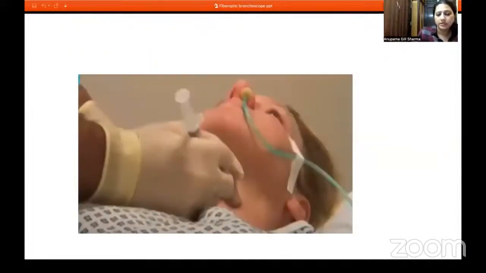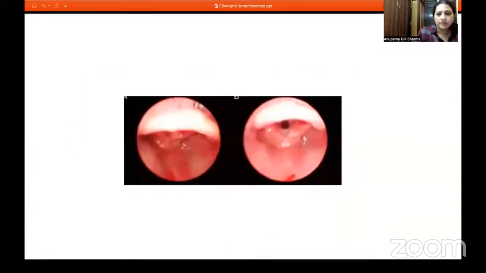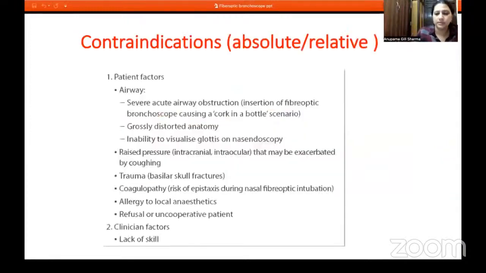This is a translaryngeal nerve block being given. And after insertion of the fiber optic, this is typically the view that one sees. You can maneuver the fiber optic up and down, and that is how the vocal cords can be viewed and the intubation can be done.